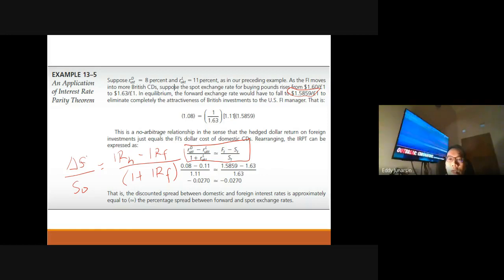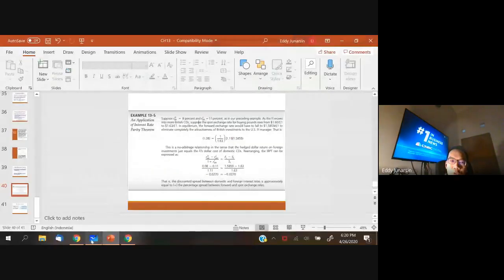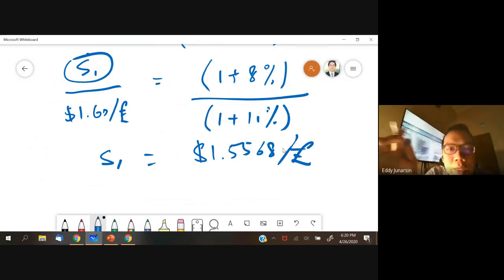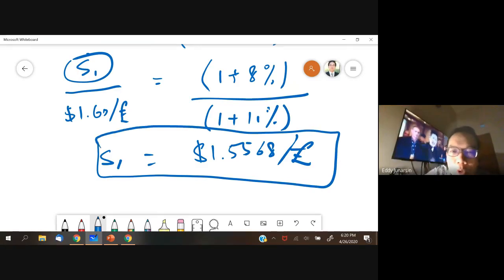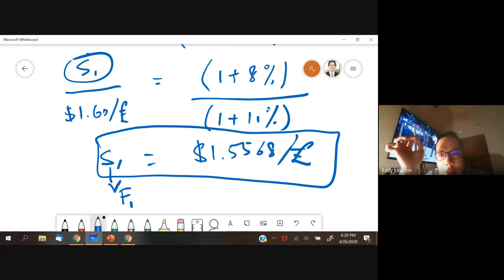Okay, so what if the real spot rate is not the same as the expected spot rate? Then the arbitrage situation will appear. Okay, so you see, based on the interest rate parity, now the expected spot rate 1 year from now, or even you can implement this to the forward rate as well, right? The forward or futures rate, futures for 1 year, for example.